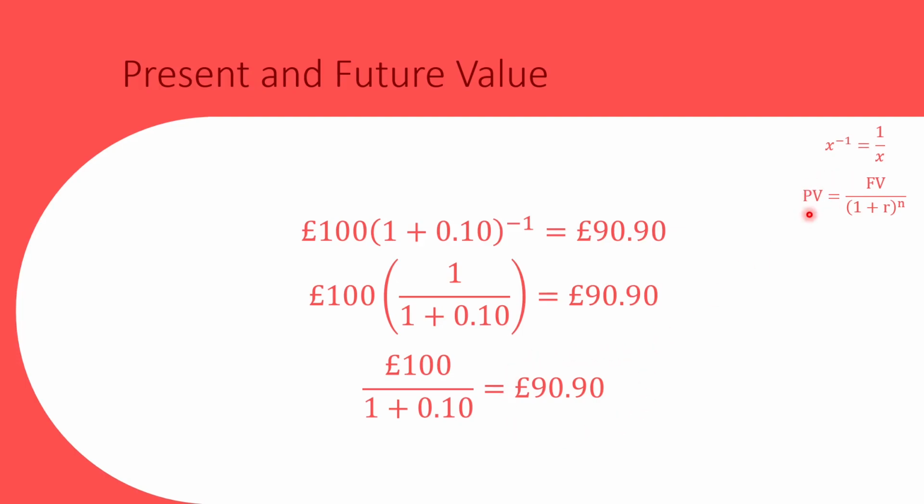90.90 is the present value, or the value at time 0. 100 is the future value, in this case at time 1, because we're looking 1 year ahead. 1 plus r, that's what you have in the denominator, and it's all raised to the power of n, but in this case, n just happens to be 1. It's 1 year into the future, and that's why we've chosen to exclude it.